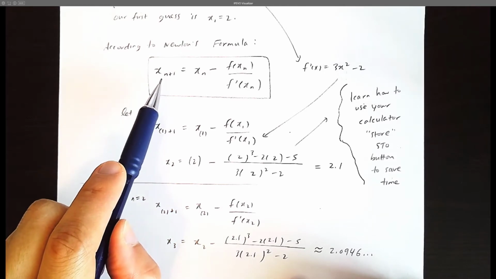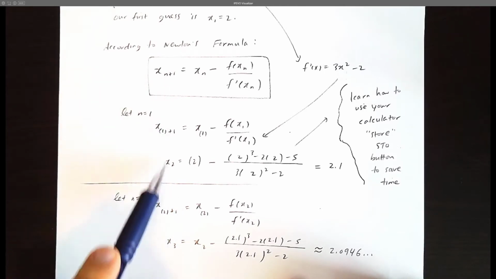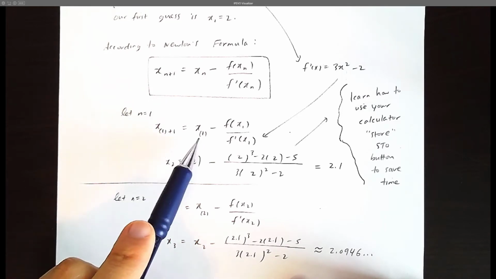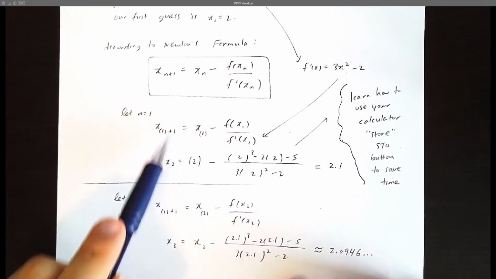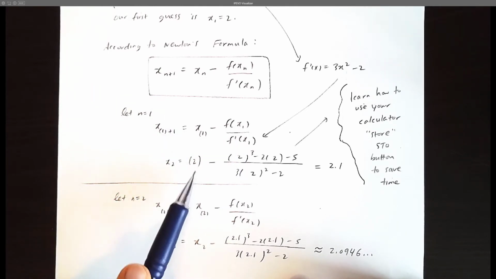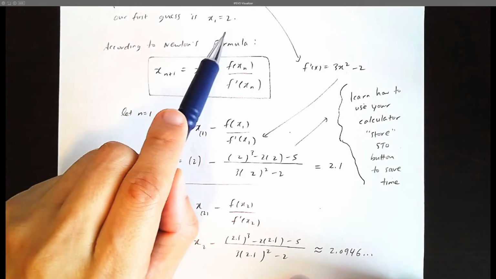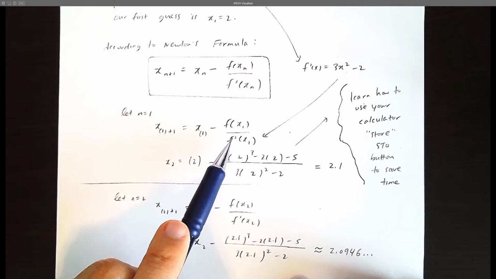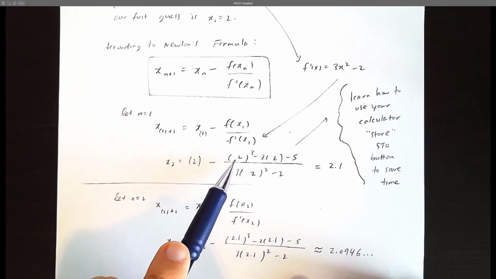So when n is 1, 1 plus 1 becomes 2. We're just going to substitute n equals 1 here, here, here, and here, and we're going to use the formula. So 1 plus 1 is 2, x2 equals x1, which happens to be given as 2, minus f of x1. x1 happens to be 2, this is just function substitution.